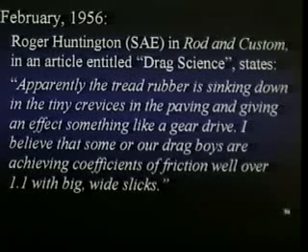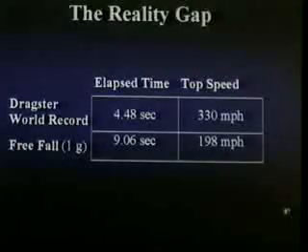Okay, so look. In 1956, Roger Huntington, Society of Automotive Engineers, says, look, apparently the tread rubber is sinking down into the tiny crevices in the paving and giving an effect something like a gear drive. I believe that some of our drag boys are achieving coefficient of frictions about 1.1 with big, wide, slick tires. So this is a step in the right direction.